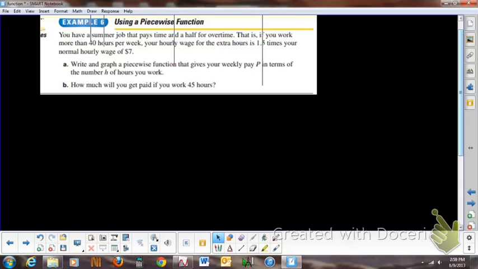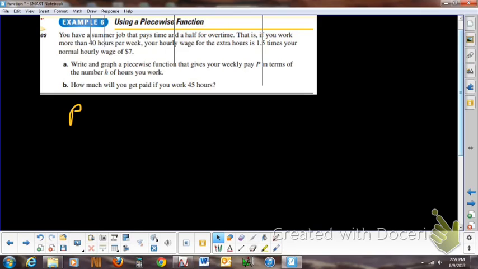So in this piecewise function, we have two situations. If you read it, we have a summer job that pays time and a half for overtime. Regular time is if you work up to 40 hours a week, and you make $7 an hour. If you work more than 40 hours, it's overtime. All right, so let's take a look at this whole $7 an hour.